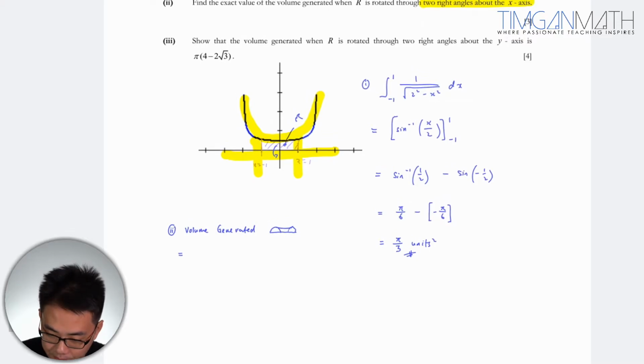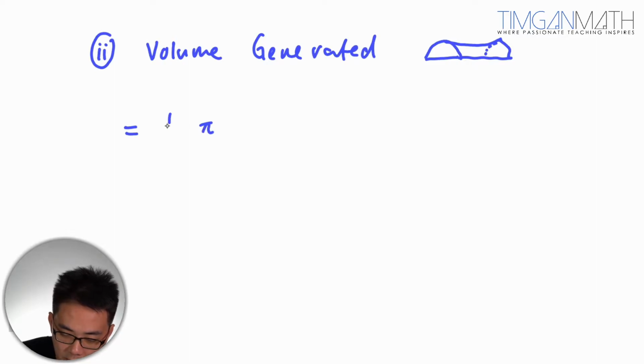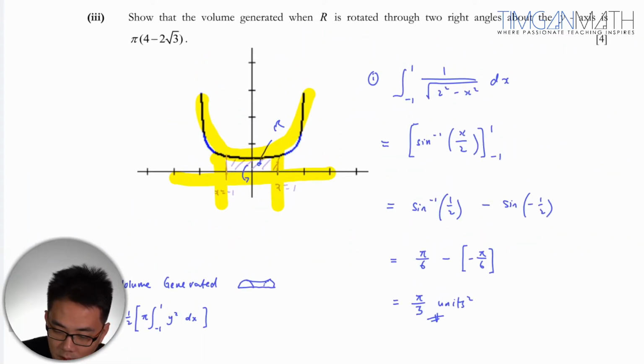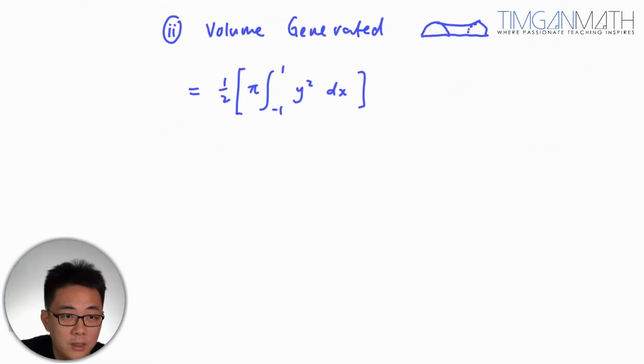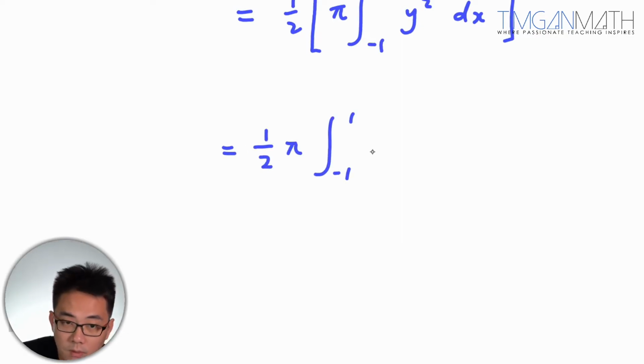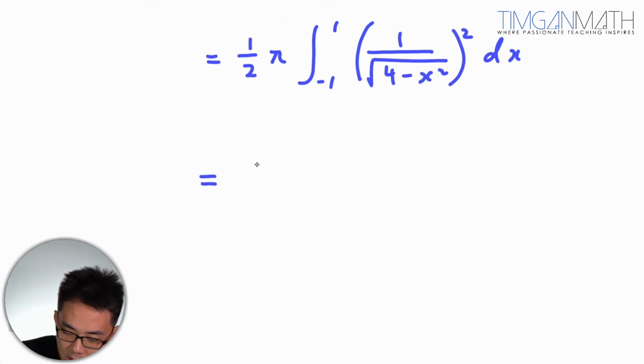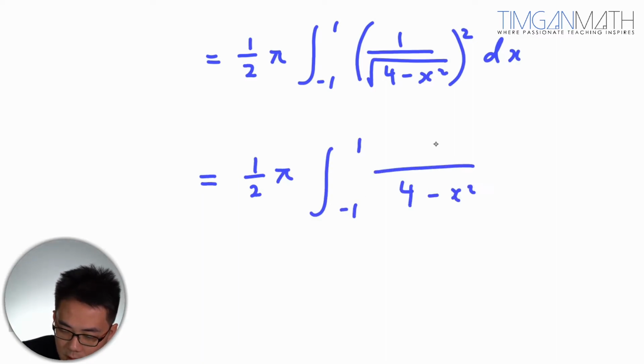Okay, and what we need is actually just half of pi, integral from -1 to 1, y squared dx. That's about it. So y squared, we're just going to square that, and that will give us half pi, integral from -1 to 1, of 4 minus x squared dx.